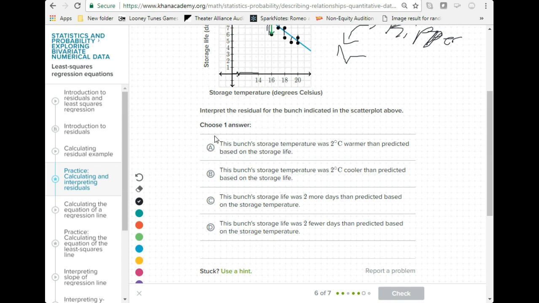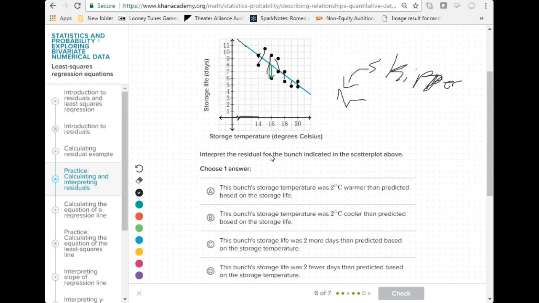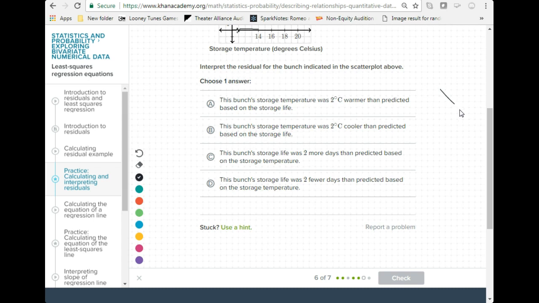So this one. So we have to interpret the residual for the bunch indicated on the scatter plot below. This bunch's storage life is 2 Celsius warmer than the predicted based on the storage life. So we already know that if it was increasing or decreasing in storage temperature, it will go like this or this, which is not what's happening. It's going up and down. So it has to do something with storage life. So this is immediately incorrect, and this is immediately incorrect. But we have these to do.